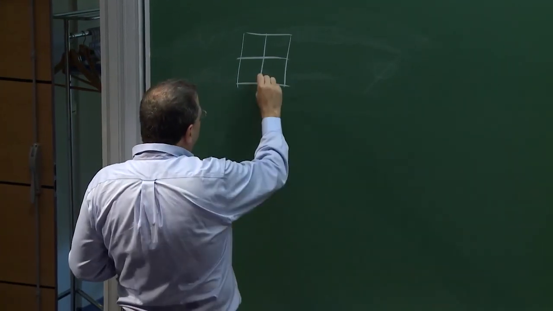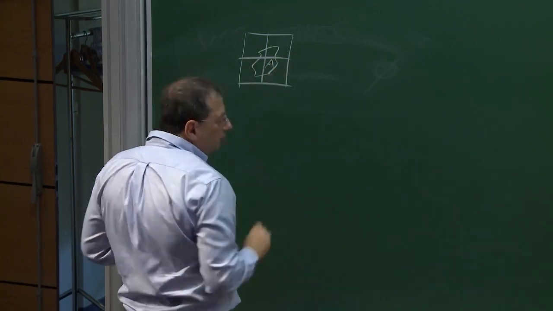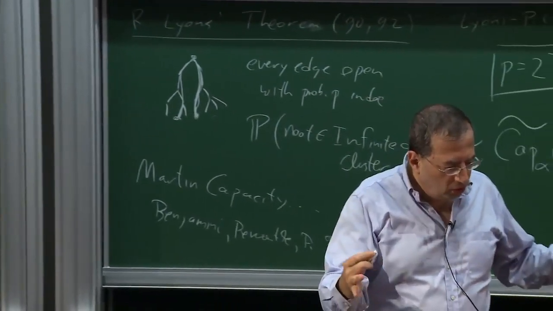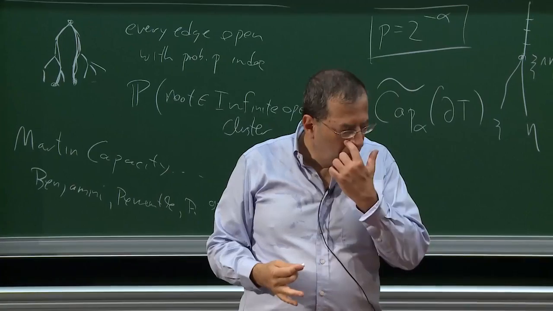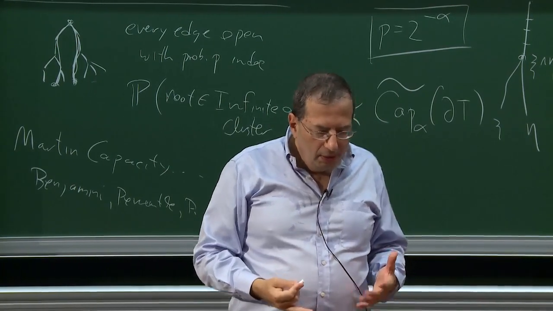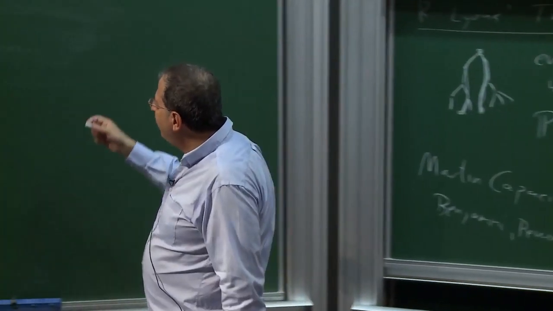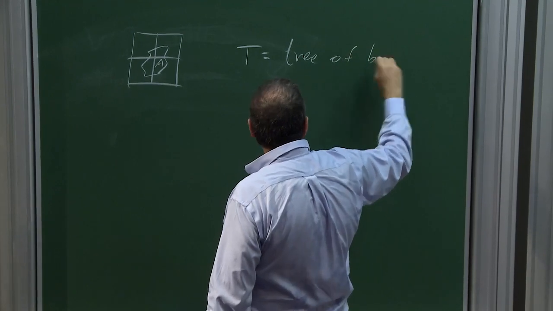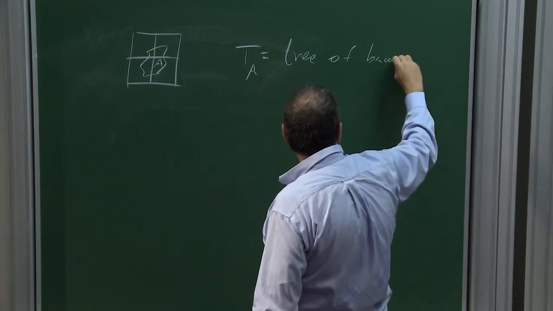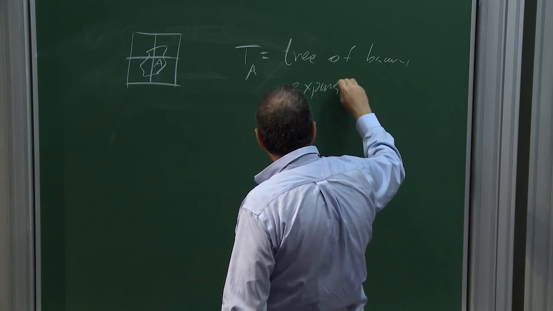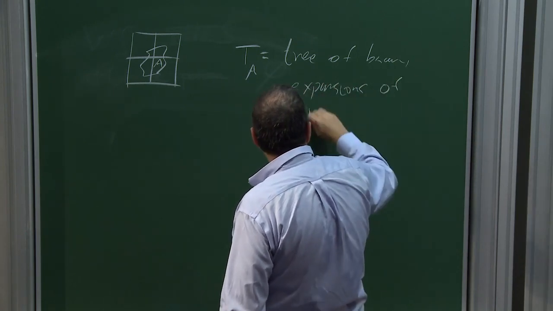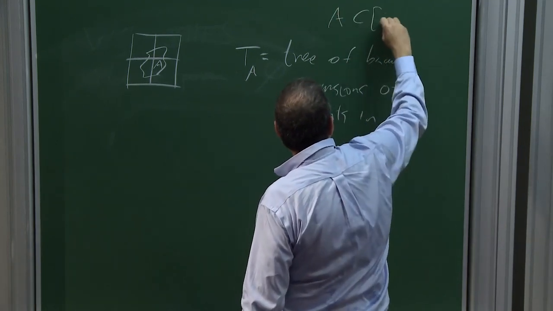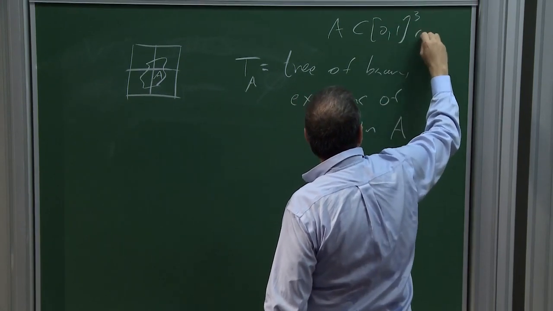And if I have some set A, let's suppose that the set A is in the cube. We can always move the sets to the cube, so we can assume that we're talking about sets in the cube. Then we can use the binary expansion to find the tree T. So T is the tree, let me call it T_A, the tree of binary expansions of points in A. So A is now a compact set in [0,1]^3.